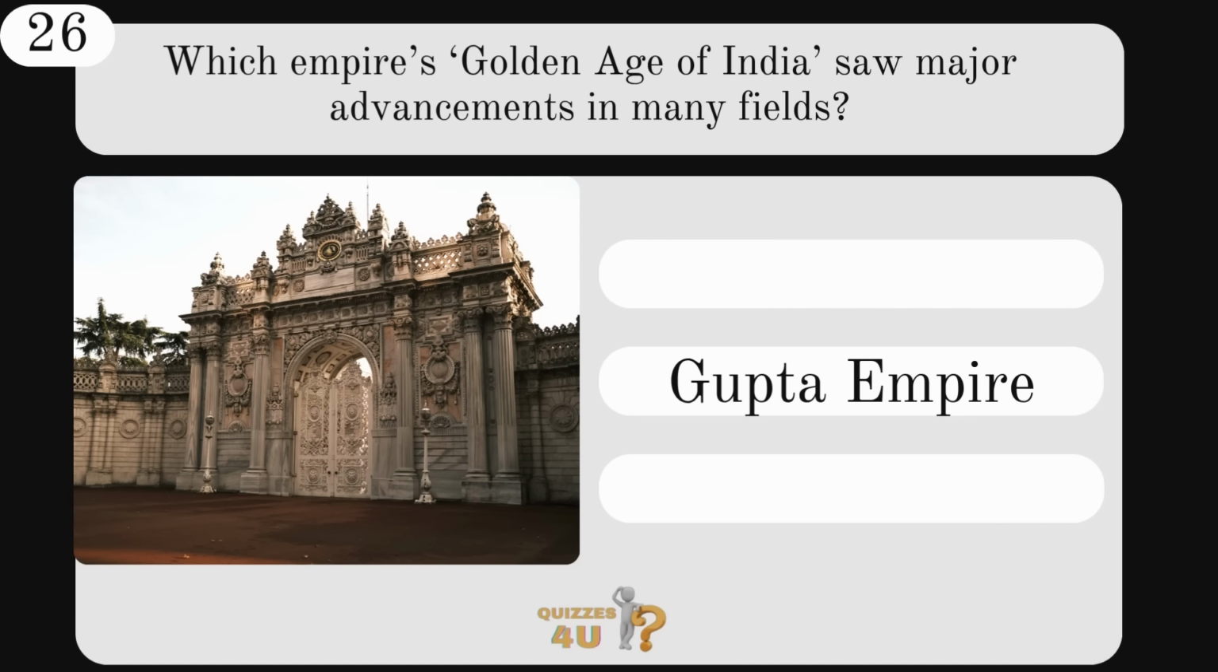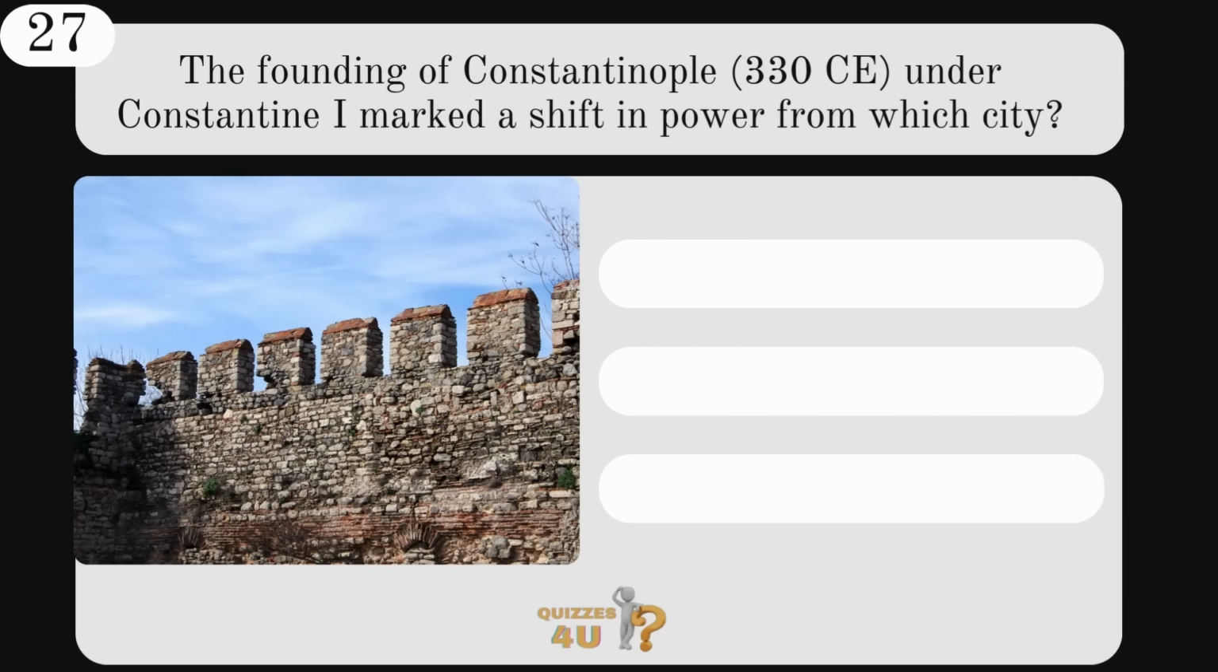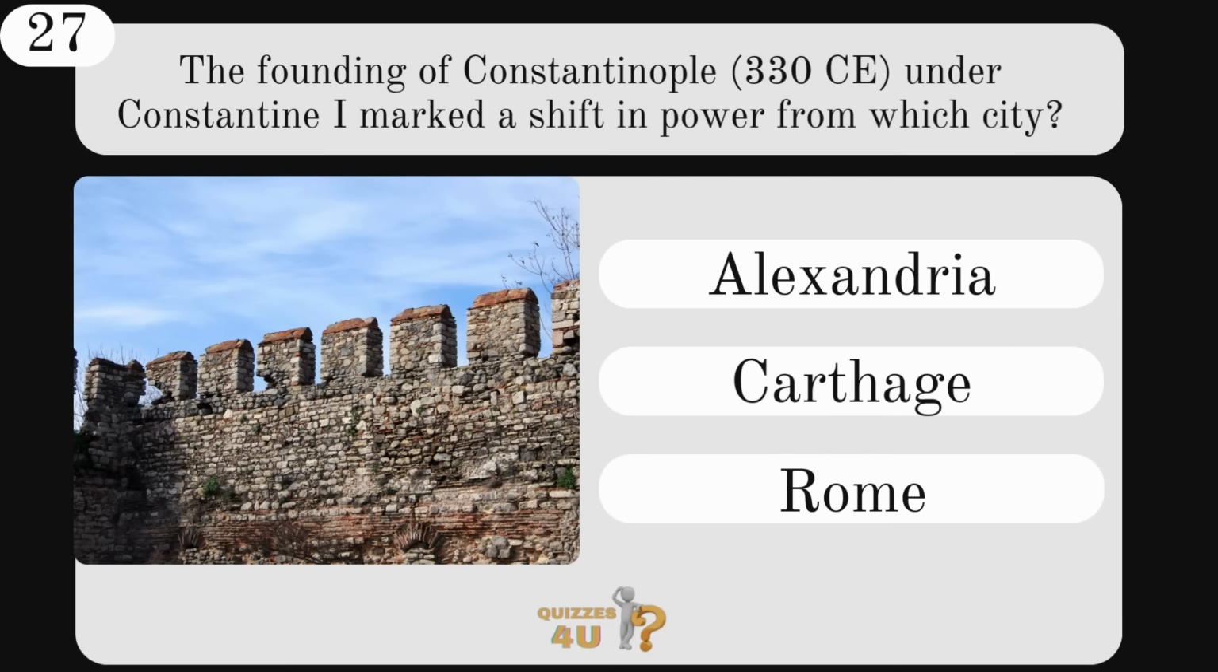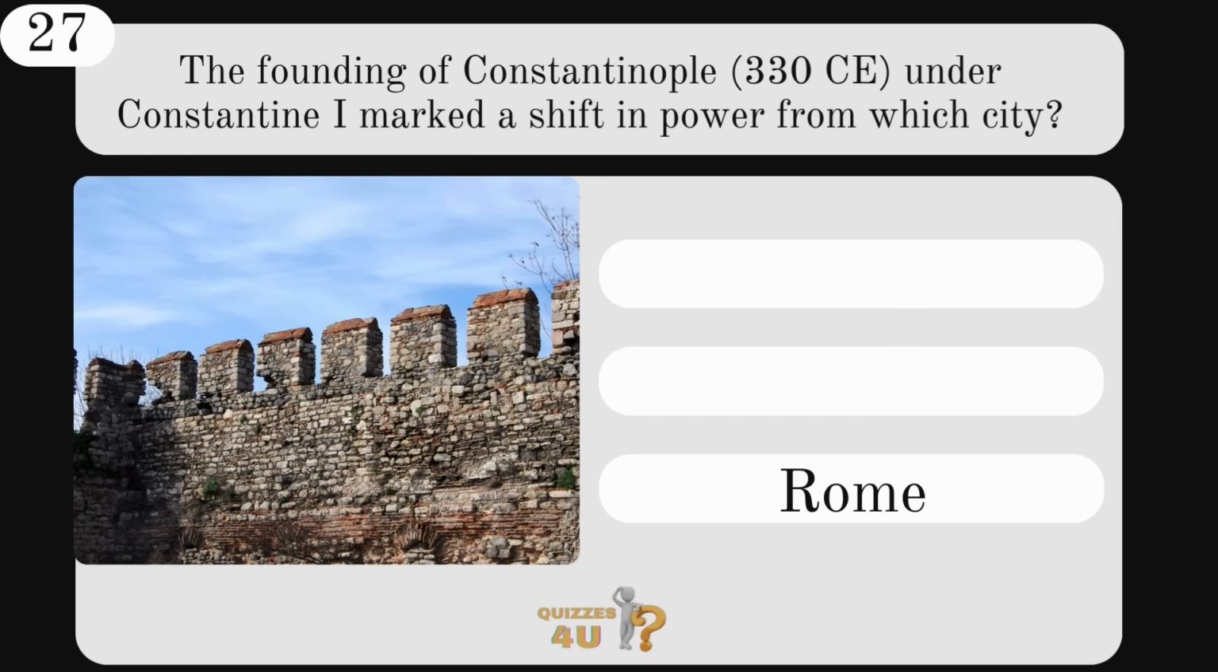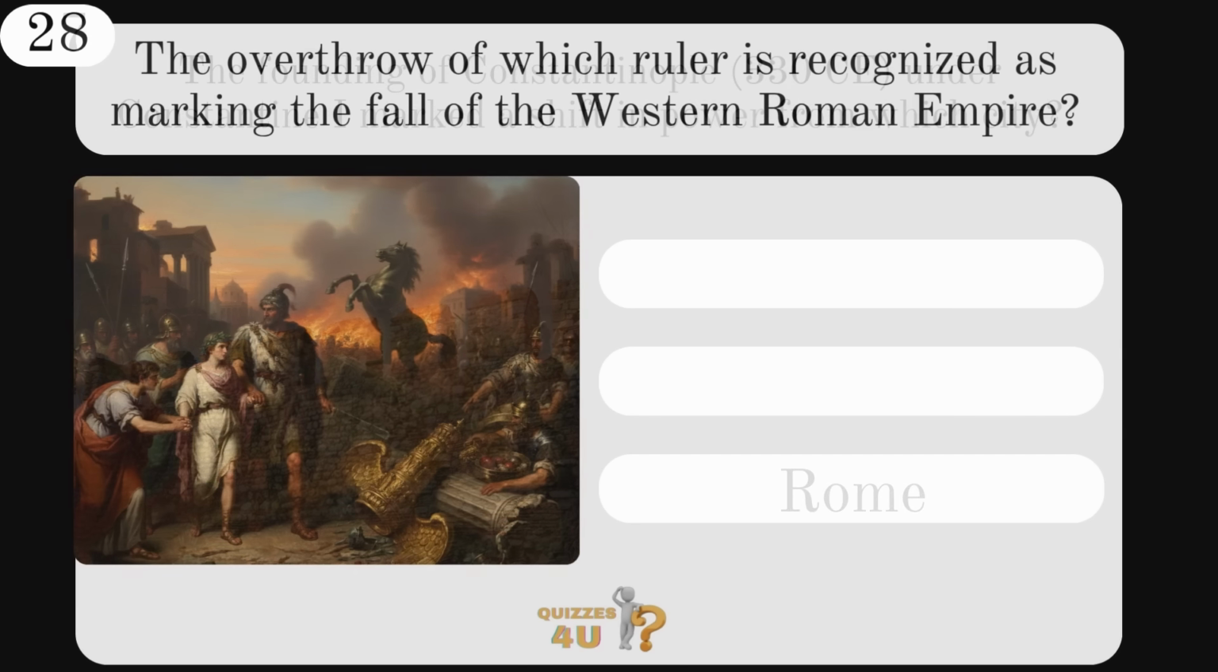That was the Gupta Empire. The founding of Constantinople under Constantine I marked a shift in power from which city? Alexandria, Carthage, or Rome? The answer, Rome. The overthrow of which ruler is recognised as marking the fall of the Western Roman Empire?